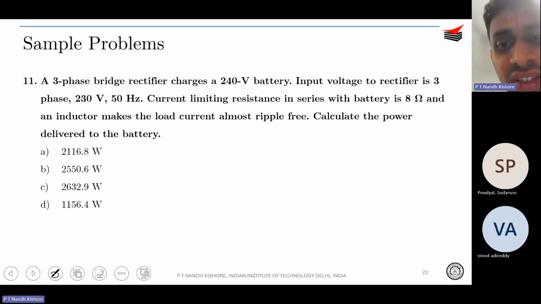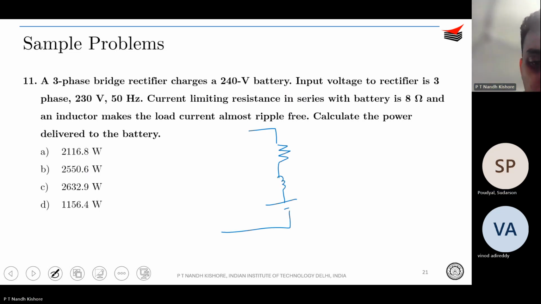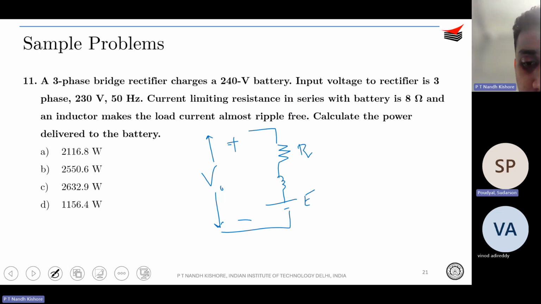The three-phase bridge rectifier charges a 240 volt battery. Input voltage is three-phase 230 volt 50 hertz. Current limiting resistance in series with the battery is 8 ohms, and an inductor makes the load current almost ripple free. Calculate the power delivered to the battery. So in this case, you of course need to draw the equivalent circuit, right? So you have something like this. You have your V naught, which is coming as the output of your three-phase bridge rectifier. You have your R and E, and you just apply KVL over here.